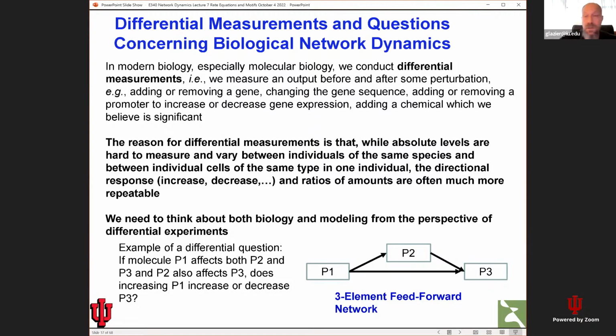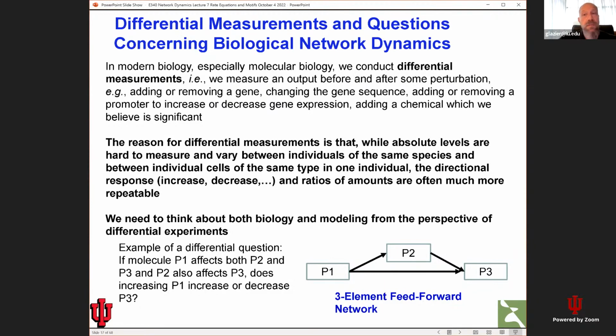Instead of saying the amount of chemical X is such and such under this condition, the amount of chemical X is such and such under that condition, you do a differential measurement where you make the change and you look for the fold change. When I applied promoter X, the amount of chemical Y went up by a factor of 10. That has the advantage that I don't actually have to know exactly how much of the chemical I have. And so these kinds of differential measurements are classic in biology.